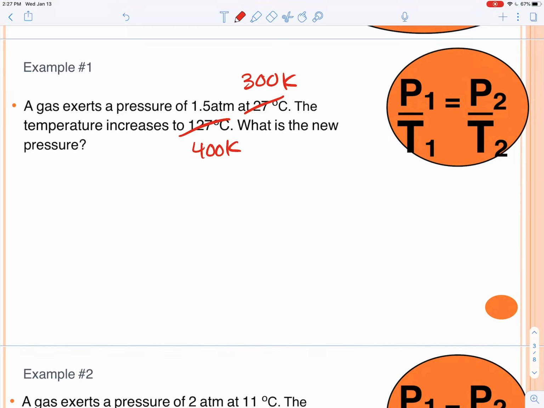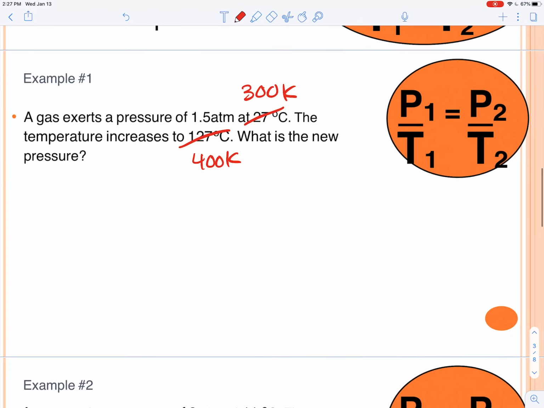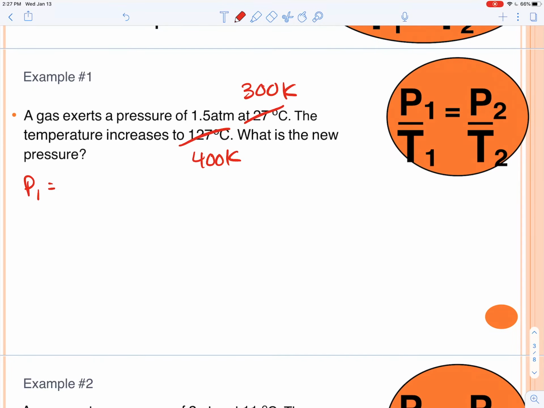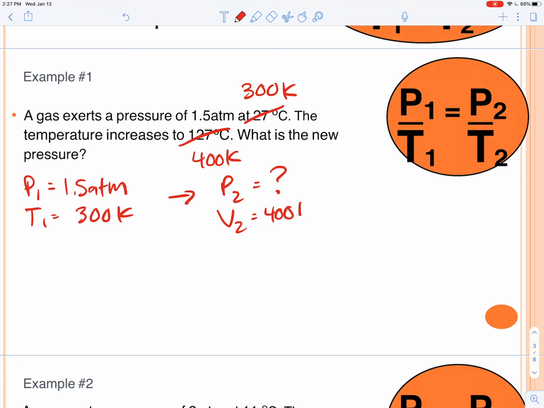And then I always like to list out what's given in my problem. I start off with a pressure of 1.5 atmospheres. I have a temperature of 300 Kelvin, and I'm trying to solve for the new pressure, P2, while I have a new temperature, sorry, that should be a T, a new temperature of 400 Kelvin.